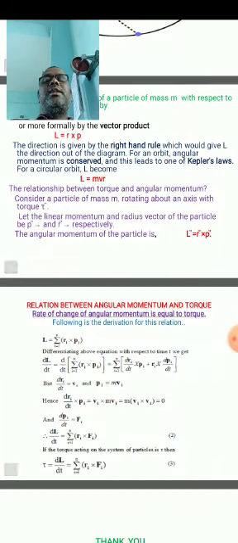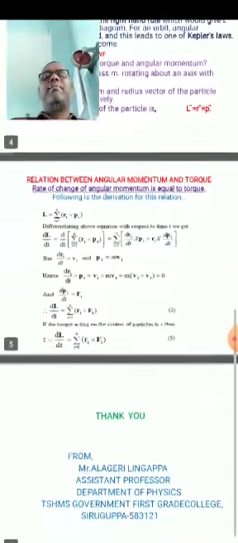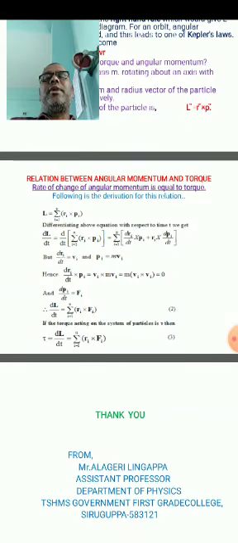The relation between torque and angular momentum. Consider a particle of mass m rotating about an axis with a torque tau. Let p be the linear momentum and r be the radius vector of the particle. The angular momentum of a particle is given by L vector is equal to r vector cross p vector. The relation between angular momentum and torque: the rate of change of angular momentum is equal to torque.